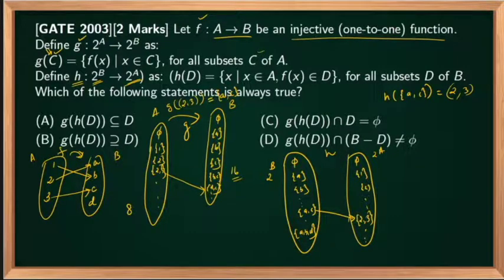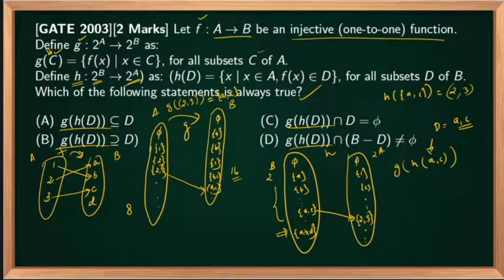Which of the following statements are always true? And we have some conditions here. If you see, everywhere we are using g of h of d, right? In all choices, you have g of h of d. So let's compute one g of h of d. D is an element of this set, right? So I can give any set. For example, if I give a comma c, okay, what happens? So this is my d now, d is equal to a comma c.